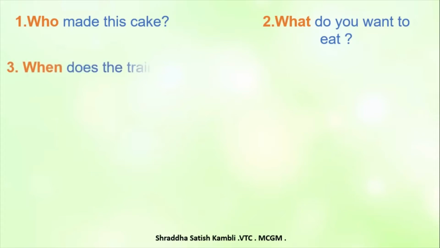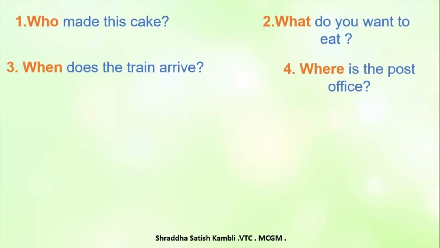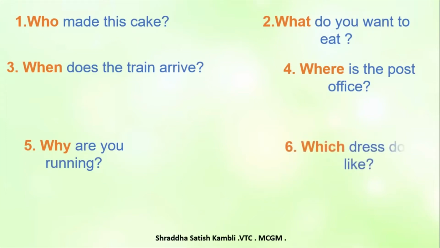Then you have, when does the train arrive? When is marked in a different color. So see, these are words which are going to be important for us in our video today, because these are the words that we are going to learn about. So, when does the train arrive? The next one is, where is the post office? Where? Then you have, why are you running? Why? What is the reason that you're running? The next one would be, which dress do you like? So when I say which, it means there are 2, 3 things in front of me and I have to select one. Which dress do you like? And the last one, how old are you?